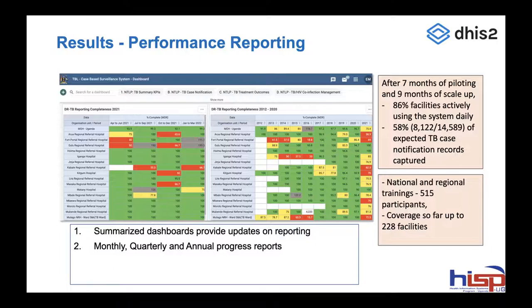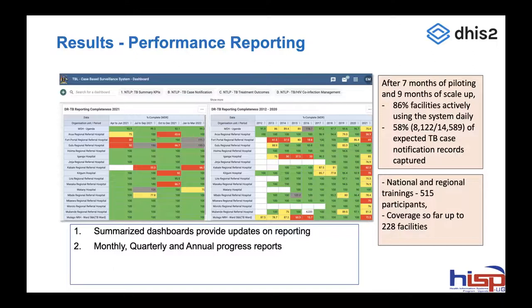Like I mentioned, we still have two systems. We have the TB tracker, which is currently individual-based, and it's at the facility. And we also have the HMIS, which is also based on DHIS2 and is aggregate.